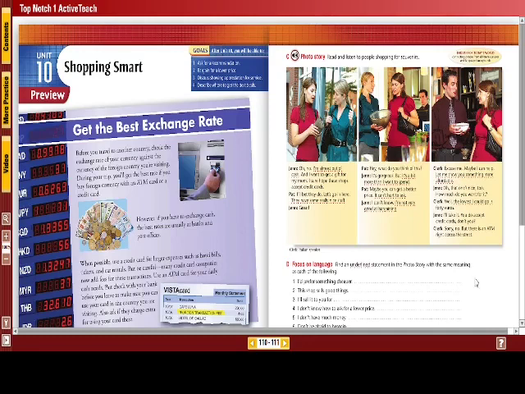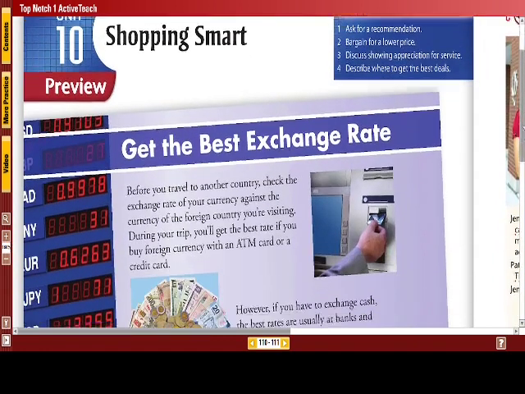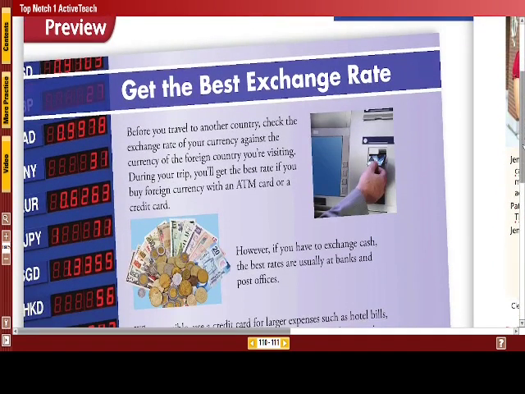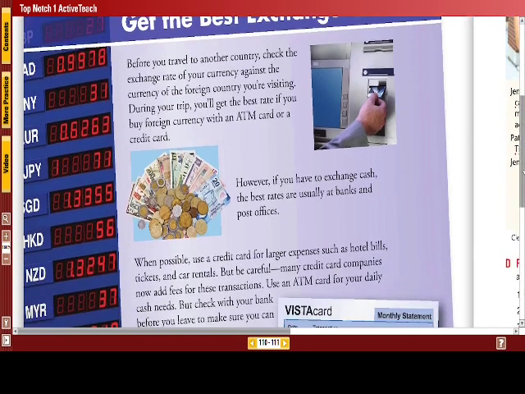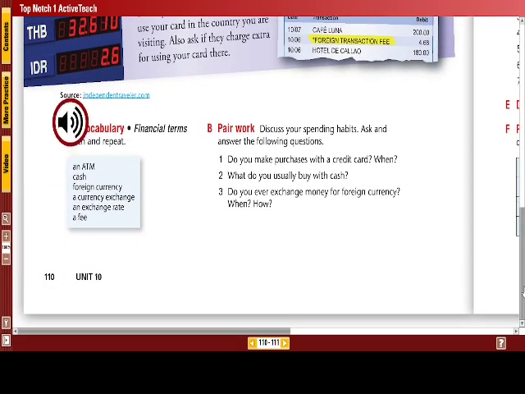Hello everyone. Today we have Unit 10, Shopping Smart. And we have a text that says get the best exchange rate. And it has some recommendations that we're not going to discuss. So, let's listen to the vocabulary.